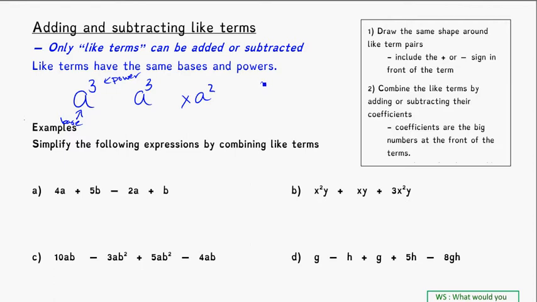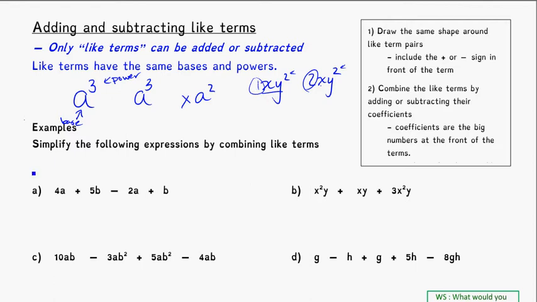Like terms could be things like this. x y squared could be a like term to 2xy squared. The base is the same. We have x and we have x and we have y squared and we have y squared, so the powers are the same on both of these. The only thing that's different is that there's 2 of them here and 1 of them there. So remember, it just comes down to the letters, the bases, and what the power is on each of those.